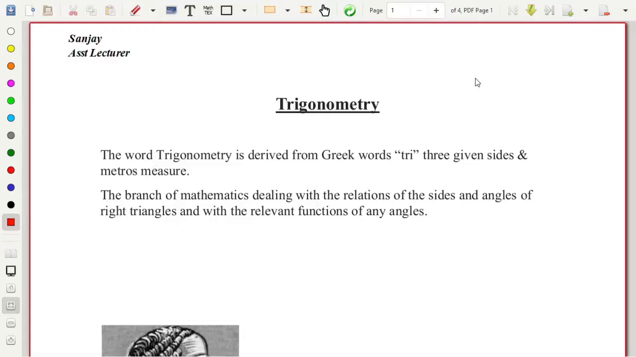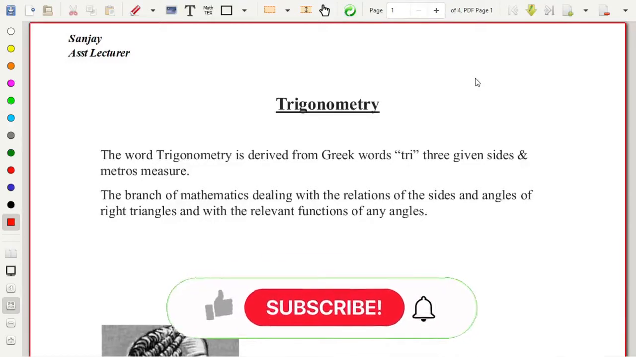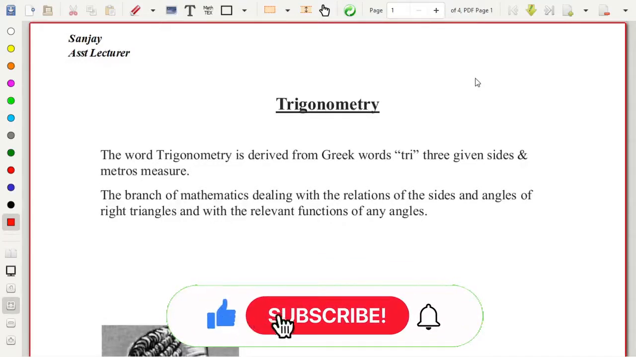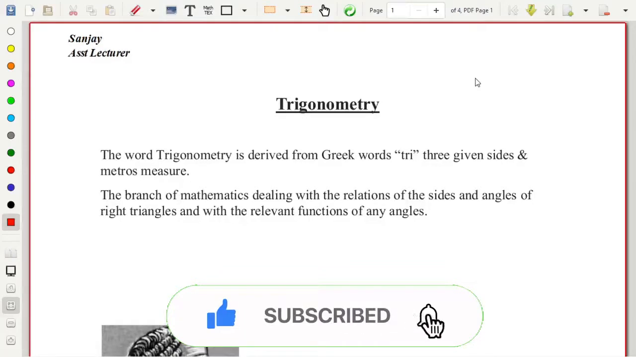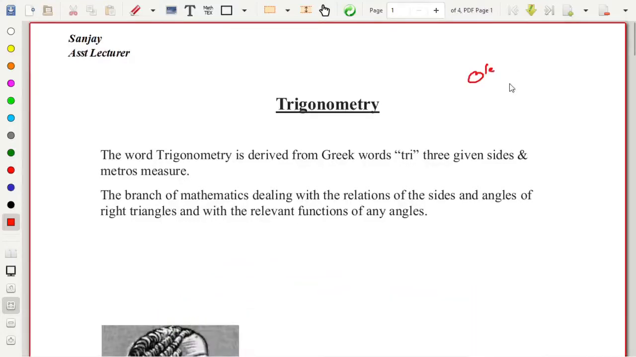In today's video, we're going to study trigonometry of class 10. In previous classes, we have studied geometry, where it deals with circle, triangle, quadrilateral. So, now what does this trigonometry actually mean?